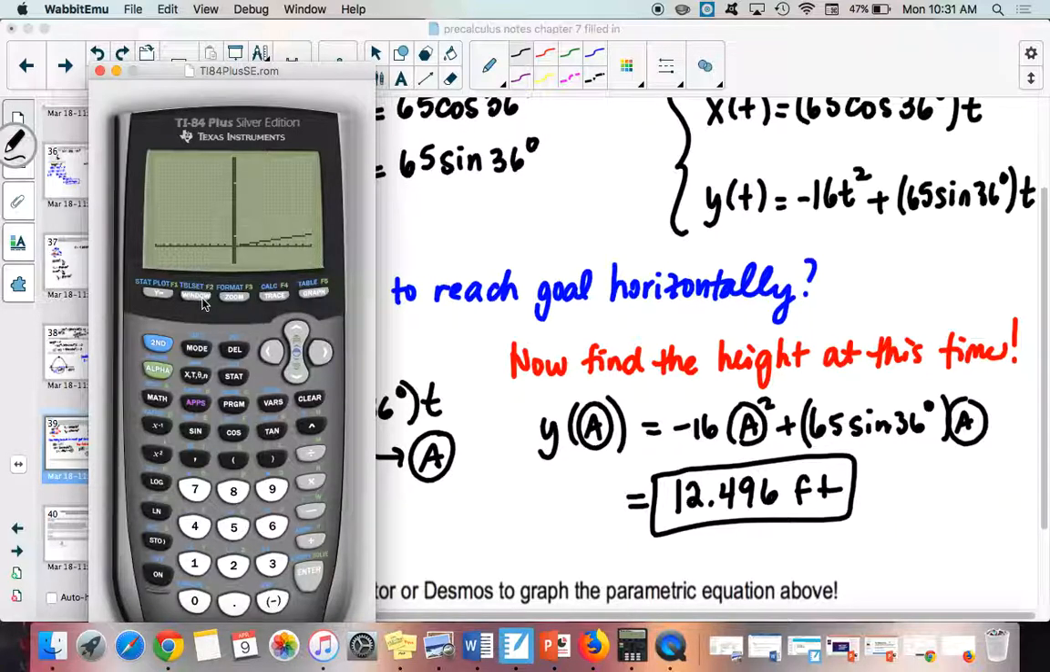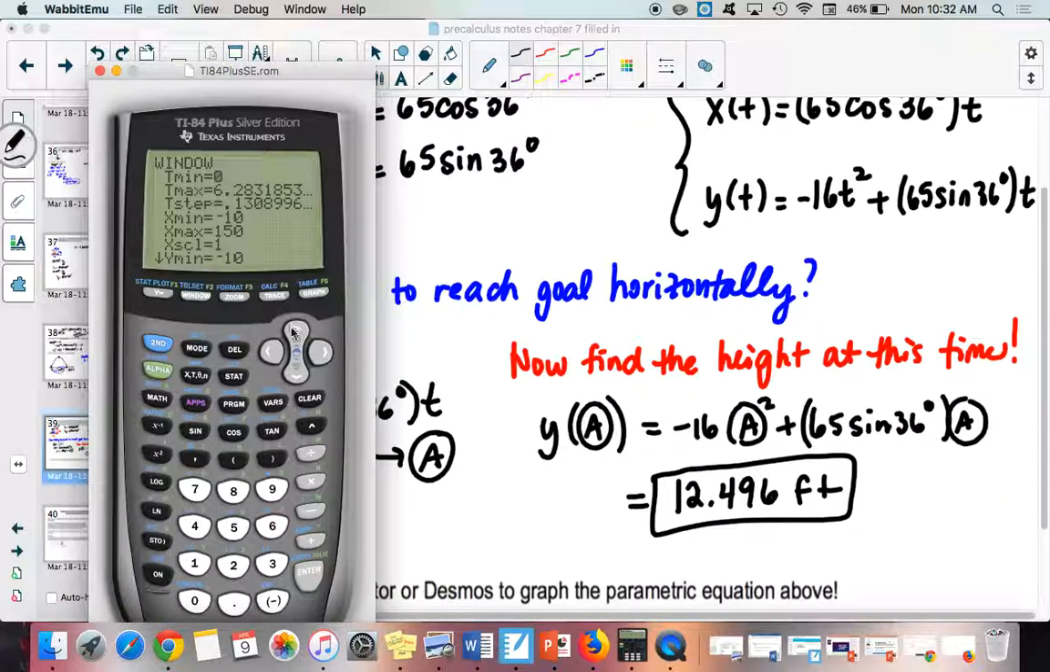So how do we want to adjust our window? We go to window, and we want our x max to go out further. So you could do like 150, right? So we can see more of it. Does that make sense? Do you guys have the same thing, or do we need to adjust the window in other ways? Are you good?